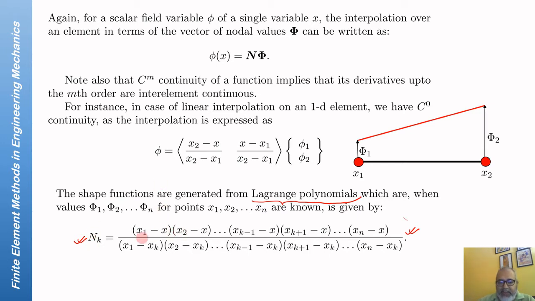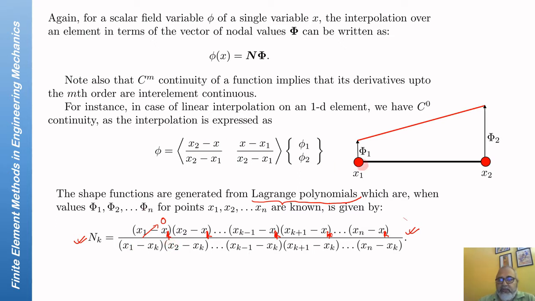So if I put xk here, so this is Nk, then the numerator and denominator become the same, and the value of this is 1. In place of xk, if I put, let's say, x1, then this term will go to 0, and therefore this will be equal to 0. So if you generate Nk through this formula, then it will obviously satisfy the Kronecker delta property.